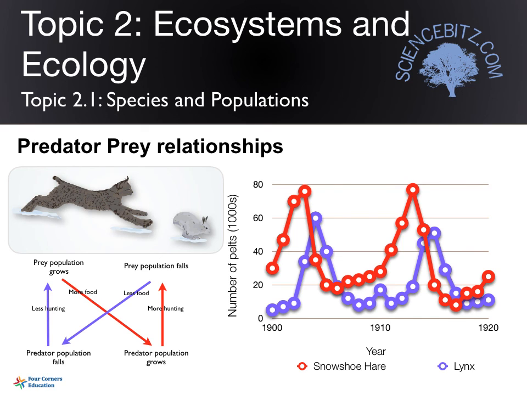As the snowshoe hare population falls, there's less food for the predator population. So the predator population follows that, and then starts to fall. But as the predator population falls, there's less hunting of the snowshoe hare. So with less hunting, the prey population starts to grow again. And we get a repeat of this continuously. We get this continuous cycling, this negative feedback.